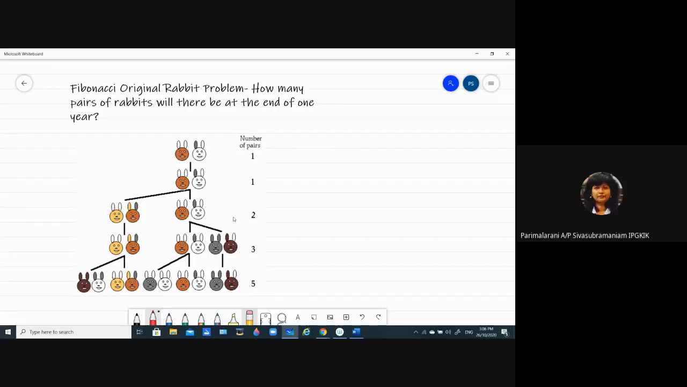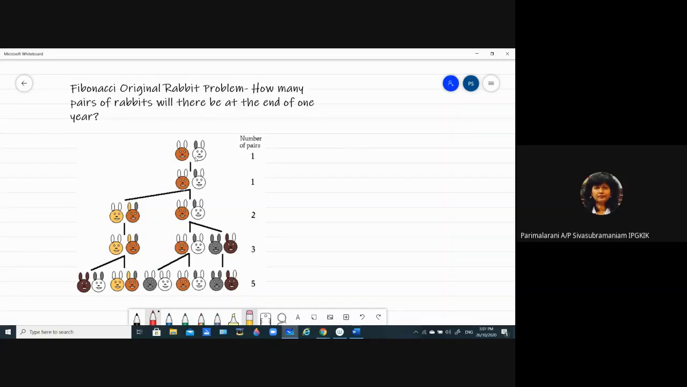At the end of the second month, 2 pairs of rabbits, correct? So you see this sequence here. We have this first pair of rabbits here, at the beginning of the first month, and then at the beginning of the second month, we also have one pair of rabbits, correct? Because this is when it's going to mate. It hasn't produced rabbits yet.